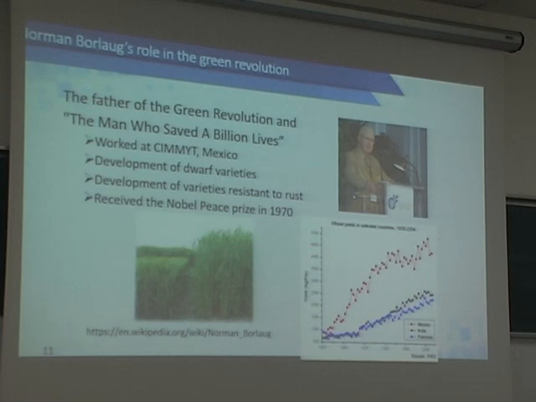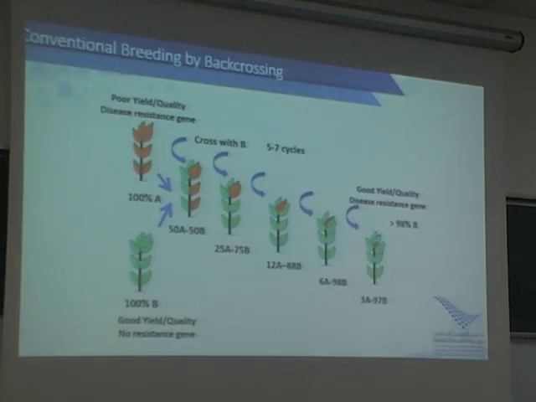I would say it was the only prize in agriculture, but there is no Nobel Prize in agriculture, so he received the Peace Prize in the 70s because of the role he played in improving crop productivity, in particular in three countries, Mexico, India, and Pakistan, where the yield multiplied by two or three and provided enough food to several populations.